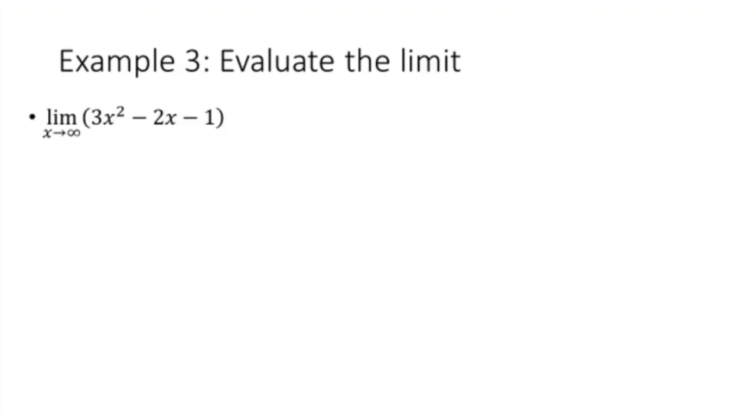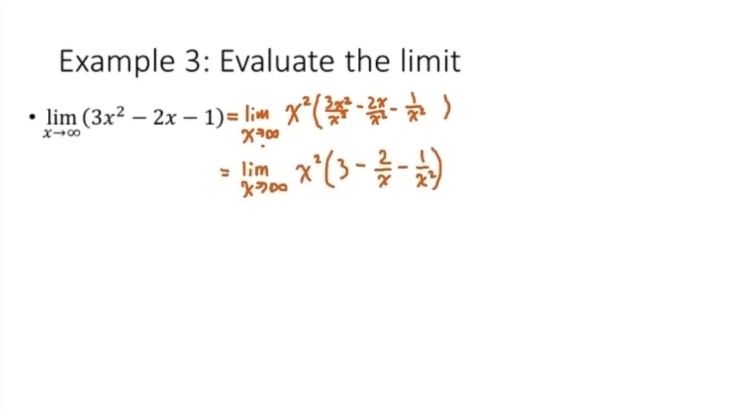For example, here, the highest power is x squared. So we're going to factor out the x squared from our polynomial. When we factor out the x squared, effectively what we're doing is dividing each term of our polynomial by x squared to figure out what's inside of the parentheses. So we have x squared times the quantity, 3x squared over x squared minus 2x over x squared minus 1 over x squared. From there, we can reduce, and then from there, apply our limit properties.